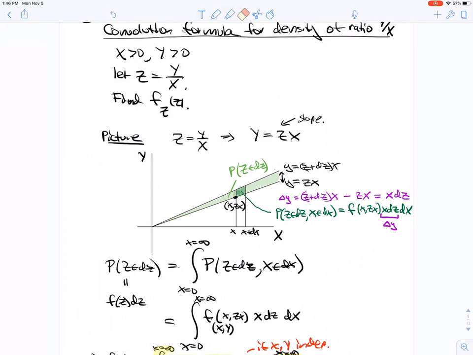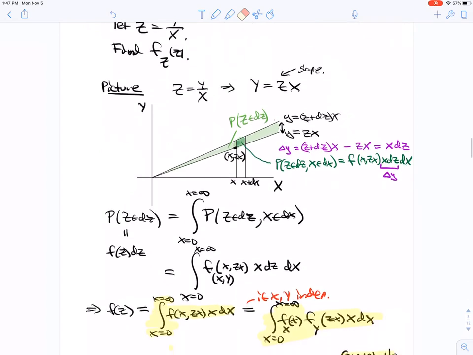The probability that z is in dz is the volume under the joint distribution above the light shaded region, and similarly for the probability that z is in dz, x is in dx. If you just wanted the probability that z is in dz to be the light shaded region, we'd need the joint distribution to just be 1. But that's not generally the case.